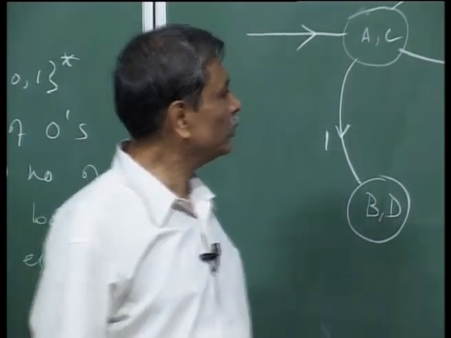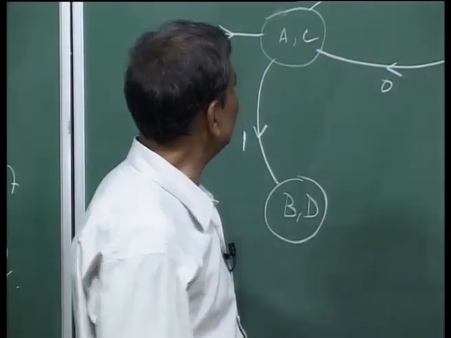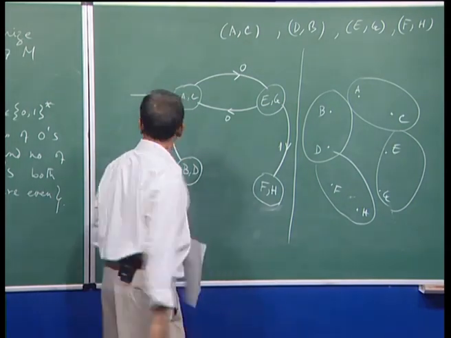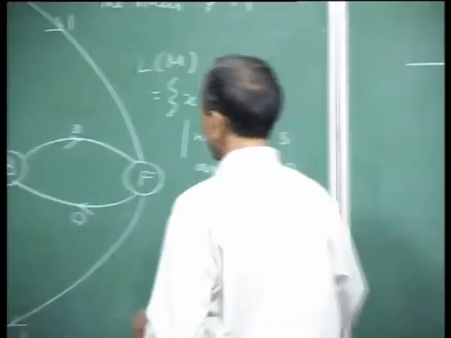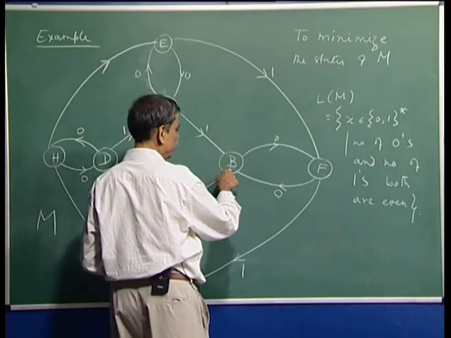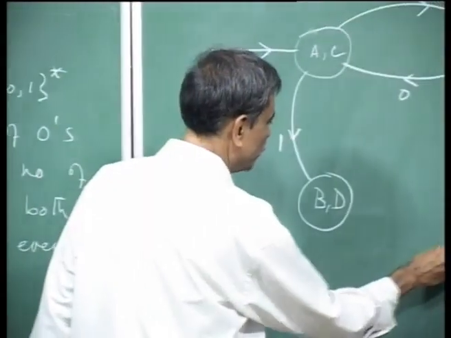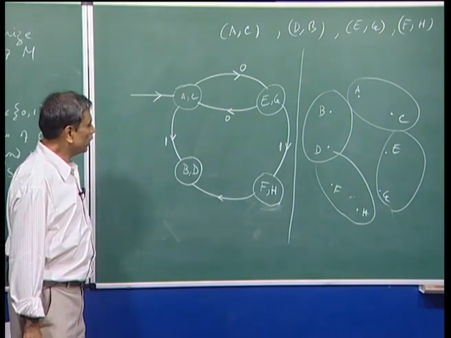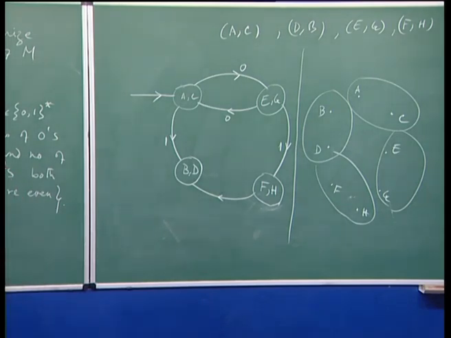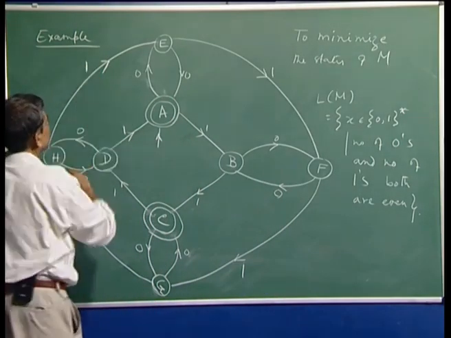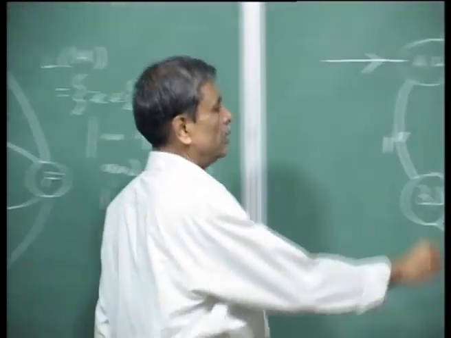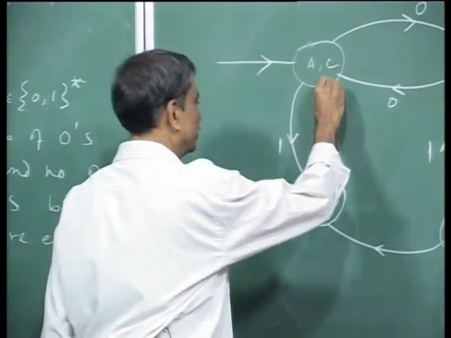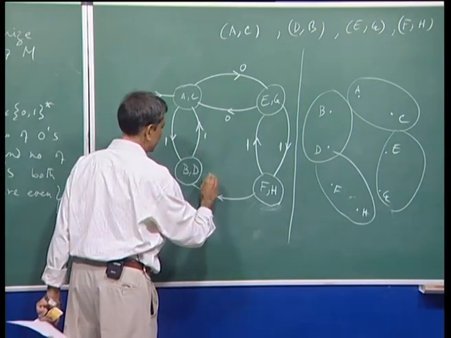And similarly, we have expanded this state completely, and now from this state on 0, where should we go to? From F on 0, in this machine we come to B. So, F on 0 will come here, and F on 1, or H on 1, both will be the same. H on 1, you go to E. So, of course, you will come here, and if you complete it, it will look like this.